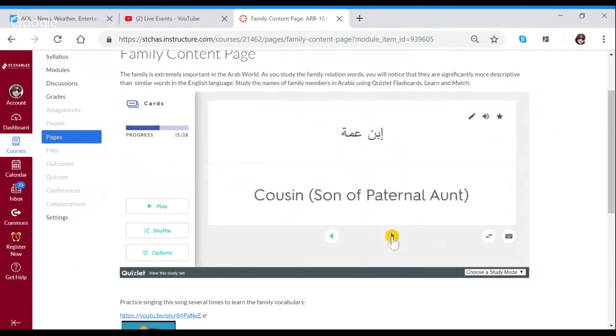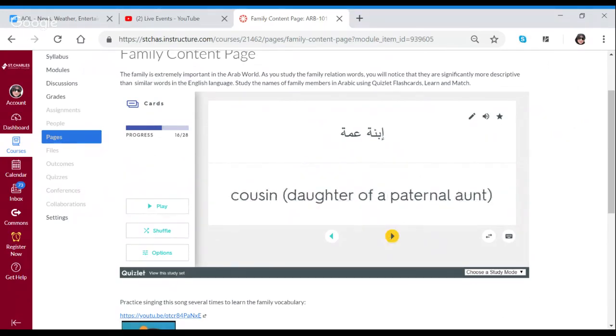Next, Ibn Amma. Good. Ibn Amma is the son of a paternal aunt. Here, Ibn means it's a boy, and then Amma is your father's sister. So Ibn Amma is the son of your father's sister.